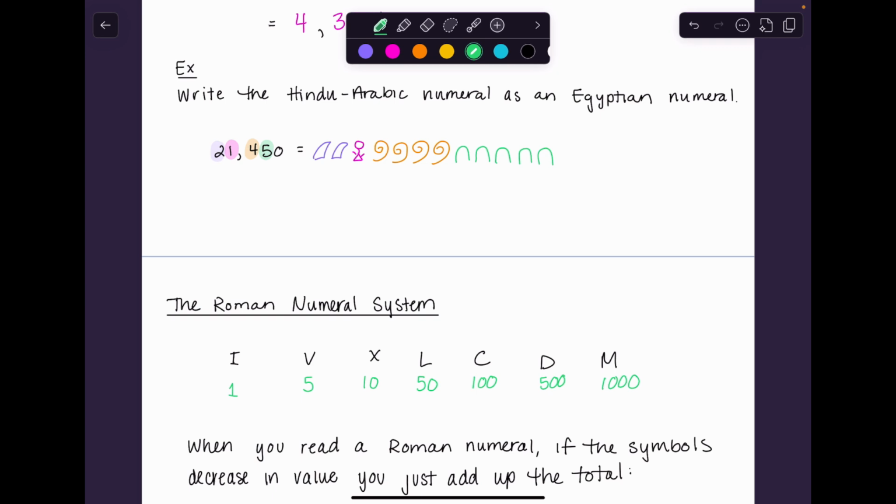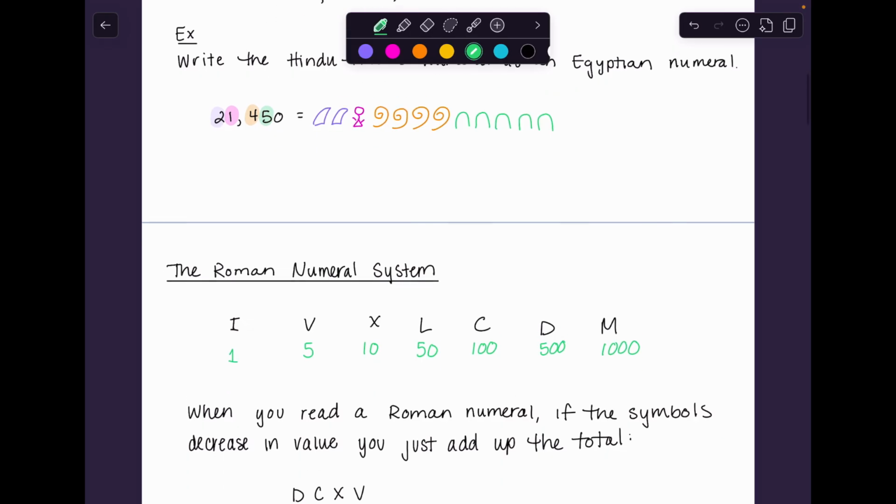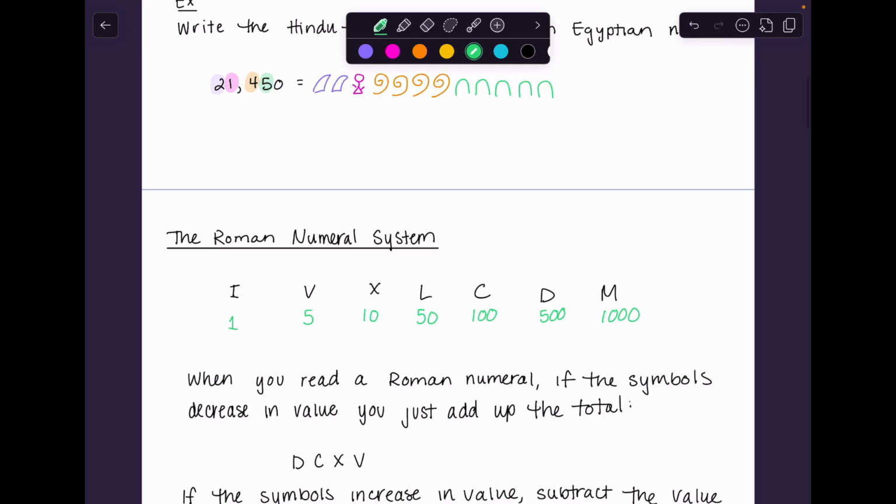So maybe some of them you can kind of recognize why that letter was chosen. C, century, 100 years. M, 1,000 years, that's a millennium. So those letters make sense, hopefully.